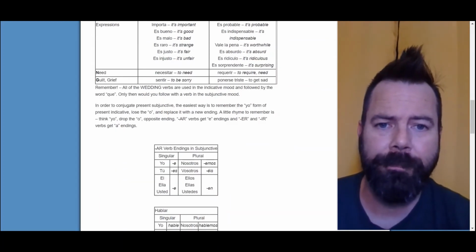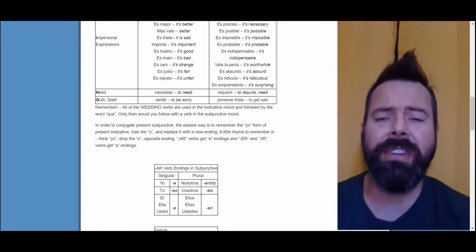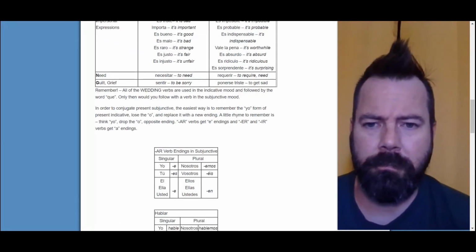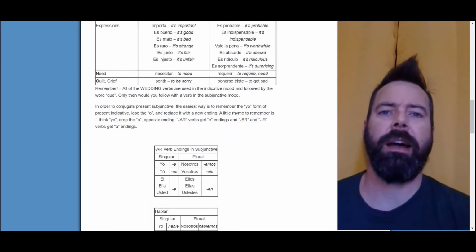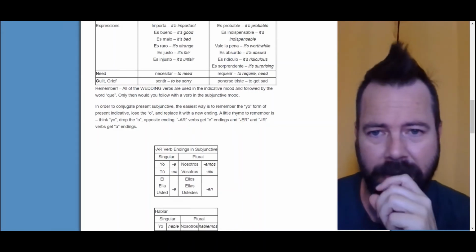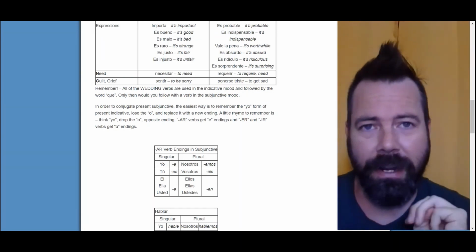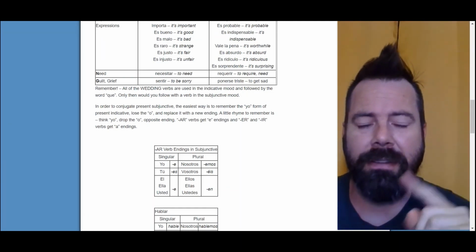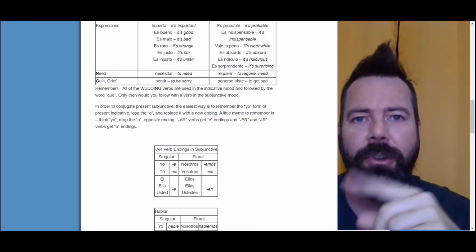So step two is how do you actually conjugate a verb in subjunctive? It's pretty straightforward. So if you want to pretend like you're Vanilla Ice and be a terrible rapper, you can remember this. Think yo, drop the O, opposite ending. So think of yo form in present indicative. You drop the O, and then you do an opposite ending.